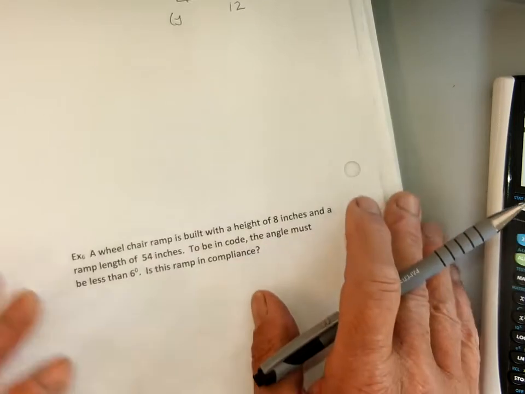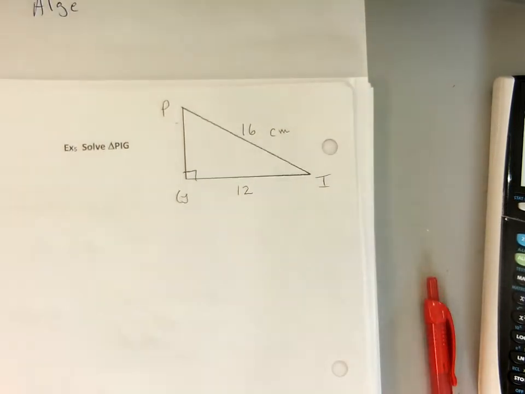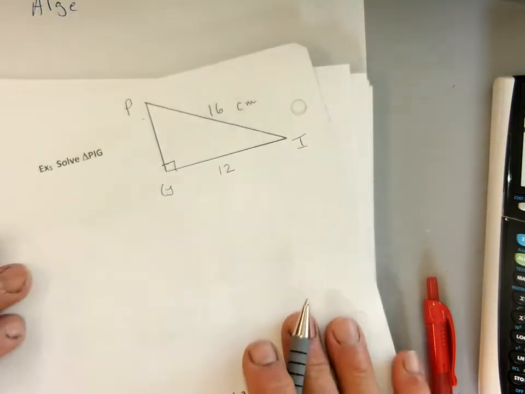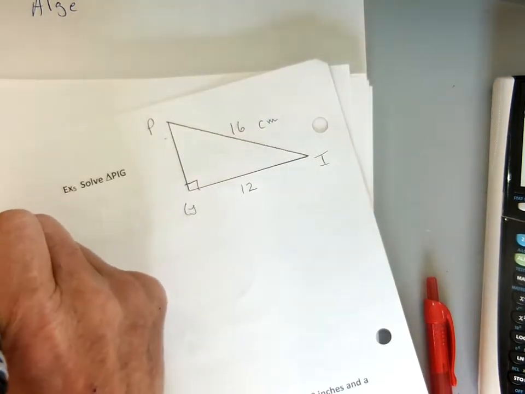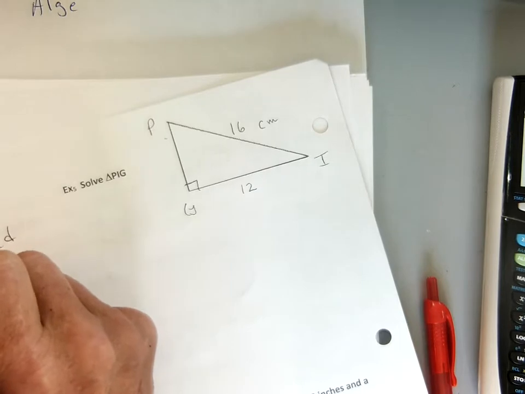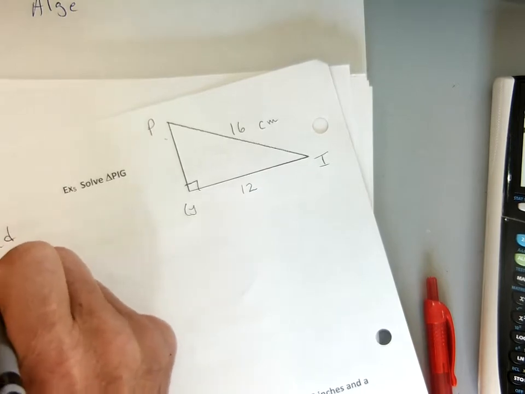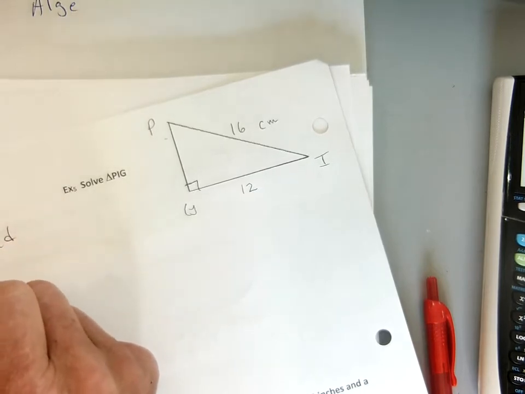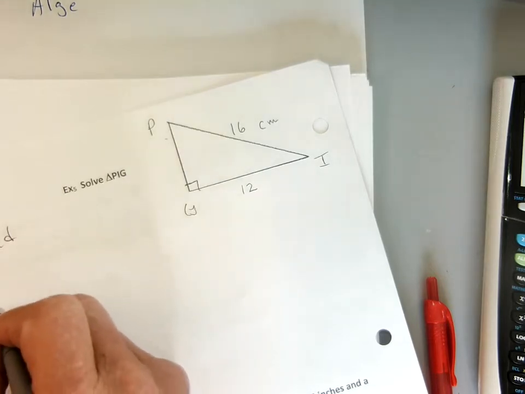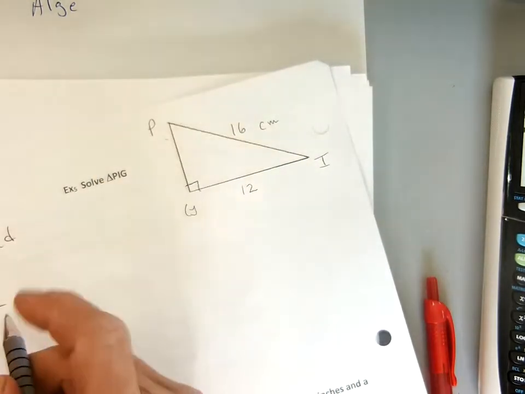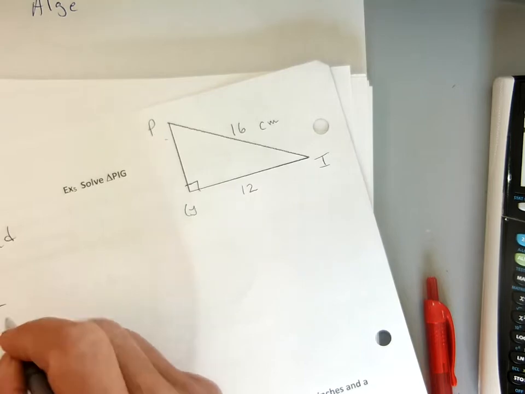Now, in example 5, it says solve, which means we've got to find everything. There are 3 things to find. Find angle P, we've got to find angle I, and we've got to find this side PG. Okay?